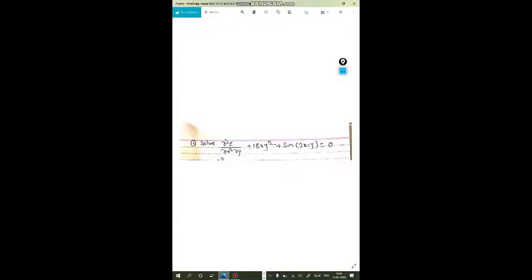Okay, so let me start the first example. First example of equation solvable by direct integration. This is the first question that we have in our course notes: ∂³z/∂x²∂y + 18xy² + sin(2x − y) = 0.